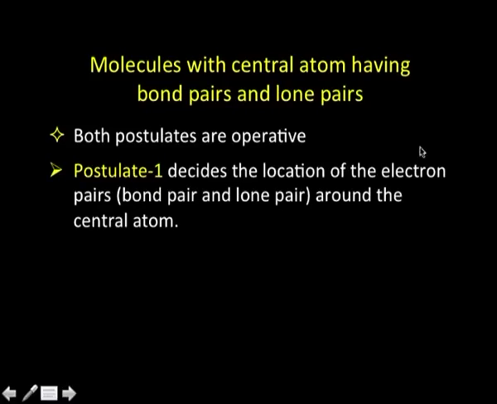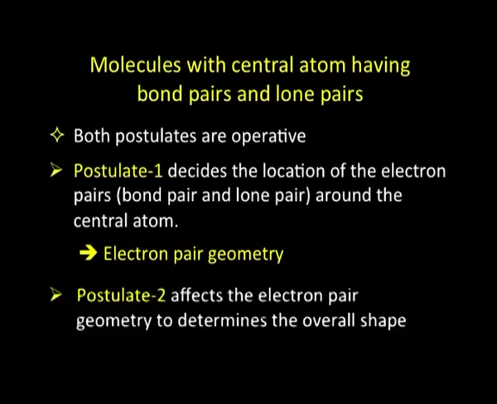Now, let us move further and see what happens if we have molecules with the central atom having bond pairs as well as lone pairs. That's the most important thing here. In such a case, as we know, both the postulates become operative. The first postulate decides the location of the electron pairs, that is the bond pairs as well as the lone pairs around the central atom. And this in turn gives what is called the electron pair geometry, that is the geometry which tells about how the electron pairs are arranged around the central atom.